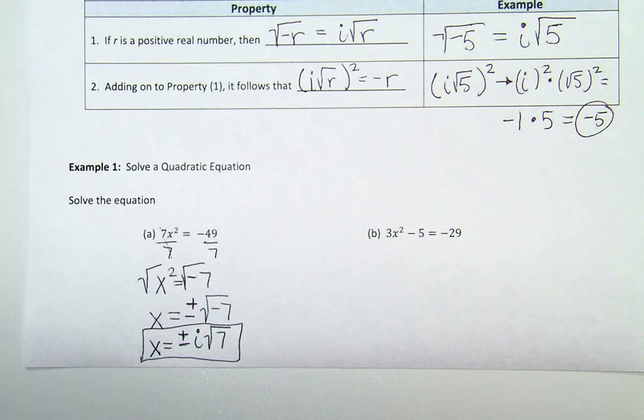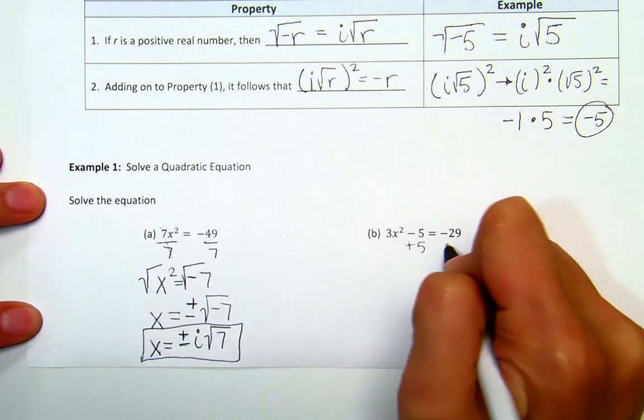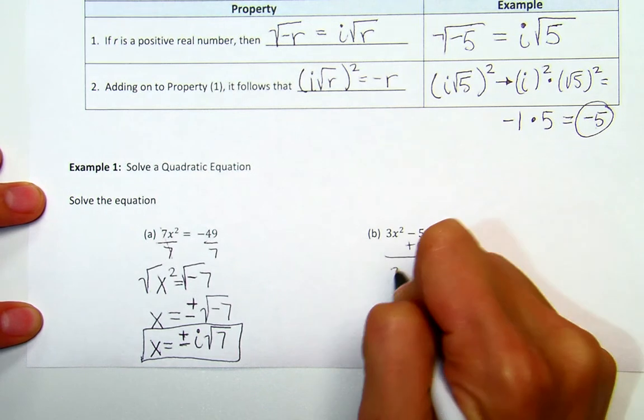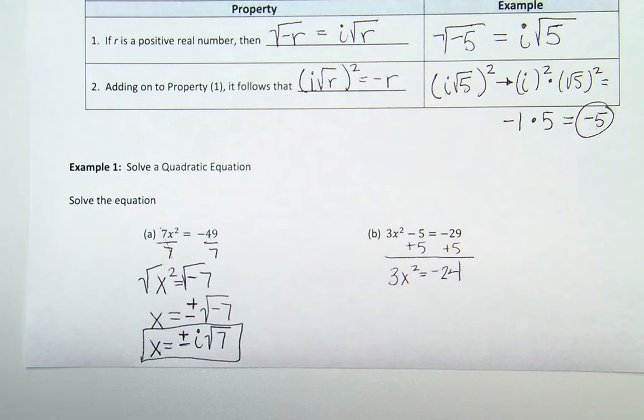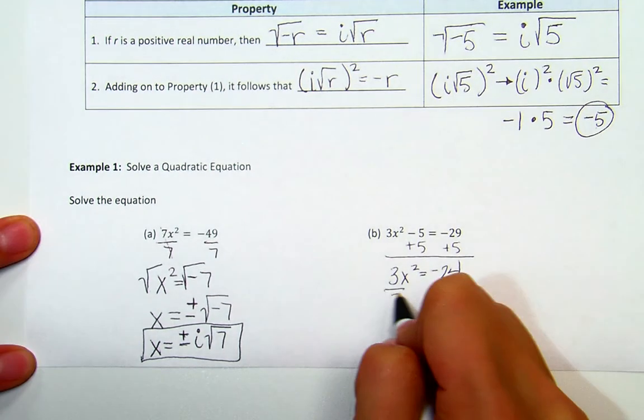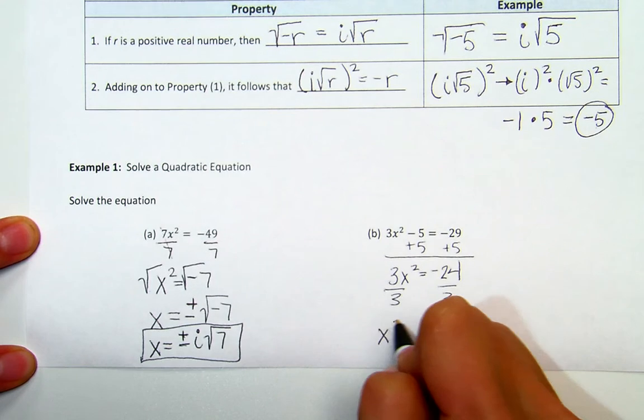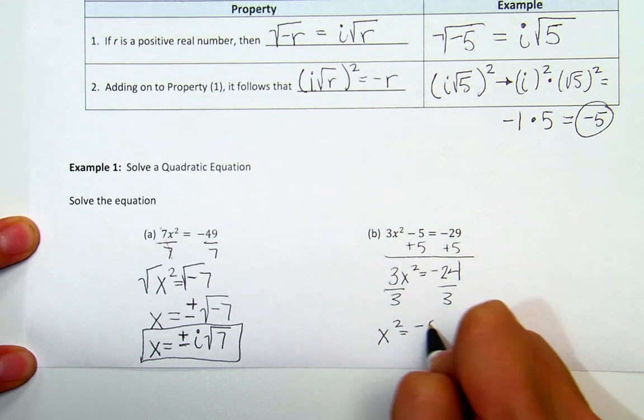Moving on to example 1, letter B. So we're going to solve this quadratic equation. So the first thing we're going to do is start getting all the numbers on the same side of x away from x. So I'm going to start by adding 5 to both sides. So I get 3x squared is equal to negative 24. Just like I did in letter A, I'm going to divide both sides by 3. So I'm left with x squared is equal to negative 8.